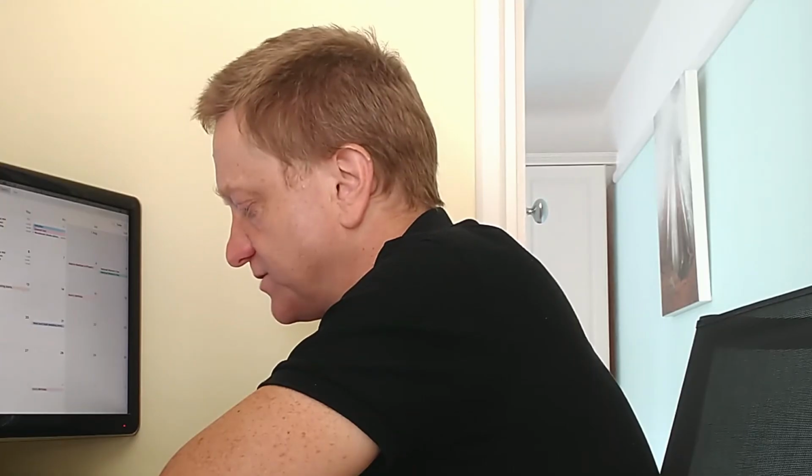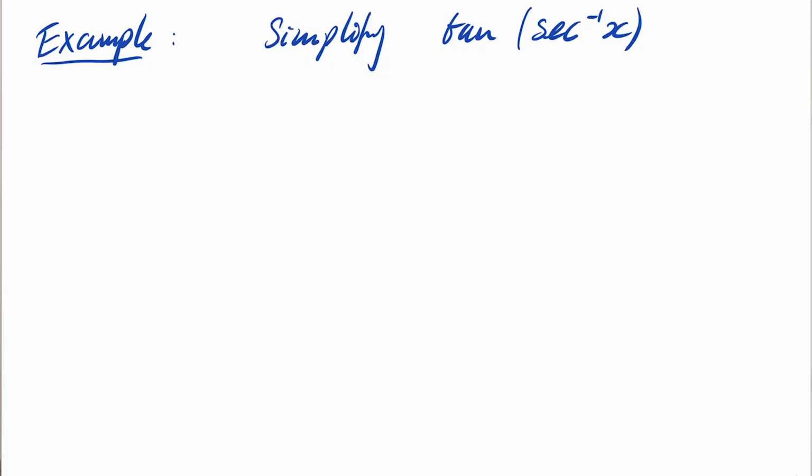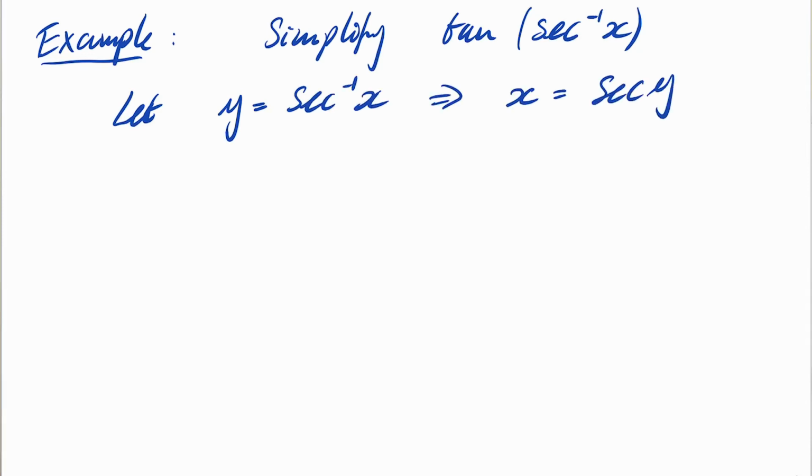There's a little bit of trickery in fiddling around with these functions in order to make sense of them. Let's have a quick example of how to simplify one trig function of another's inverse. So let's take as an example, try to simplify the tangent of the inverse secant of x. When dealing with inverse functions, let's let y equal the inverse secant of x, which means that x is sec y, which is just 1 over cos y. Okay, so that means cos y is 1 over x.